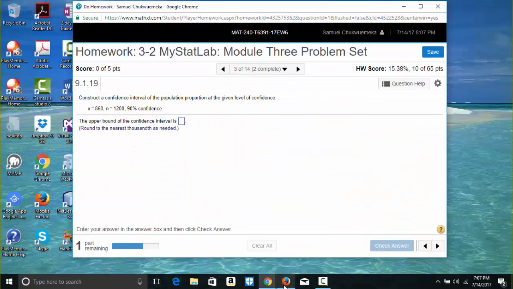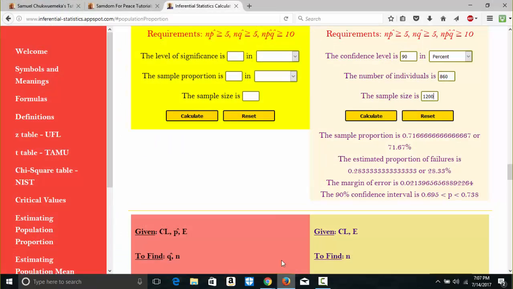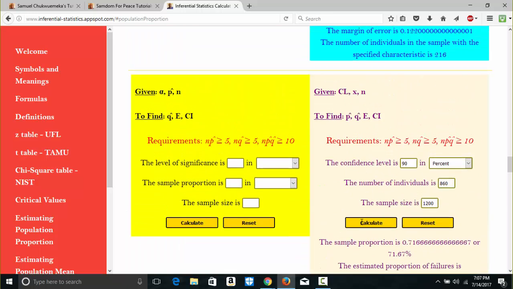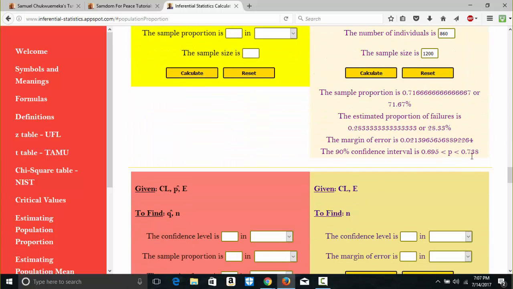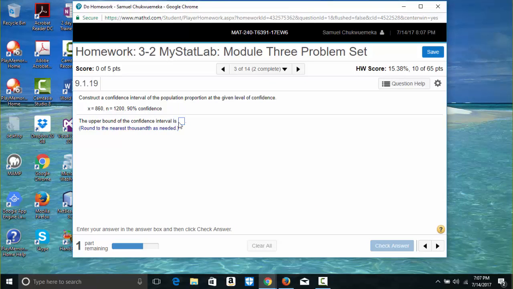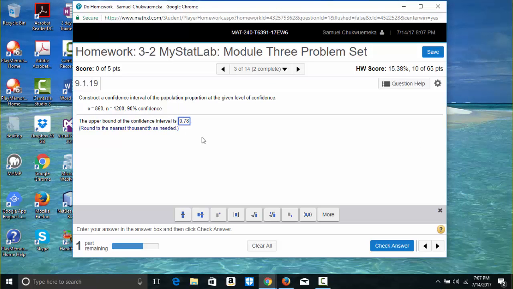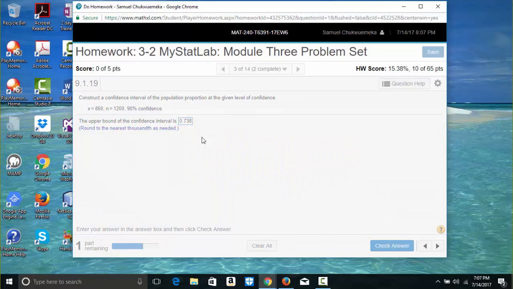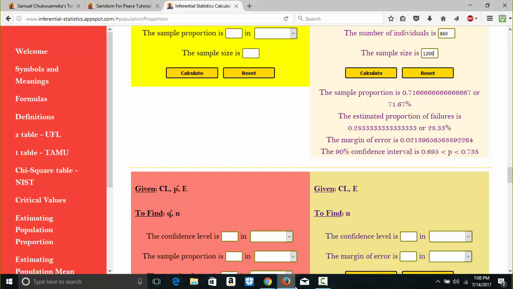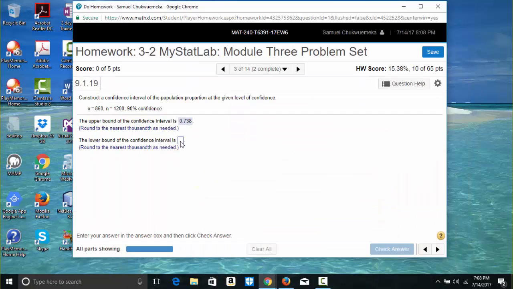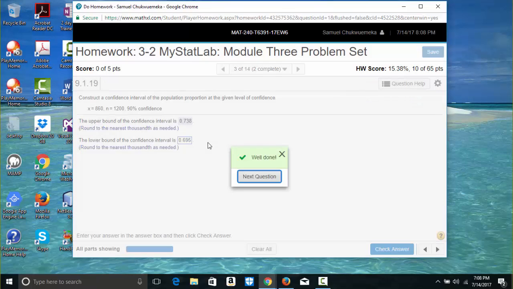So it's asking us for the upper bound of the confidence interval, and this is the 90% confidence interval here. The upper bound is 0.738. This is also known as the upper confidence limit. So we put 0.738 here. Then the lower bound is 0.695.